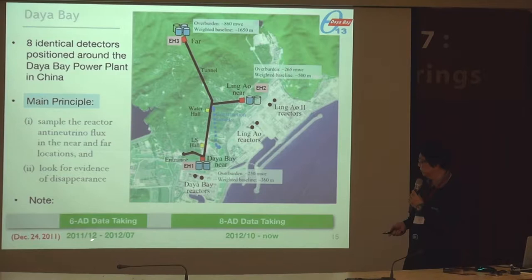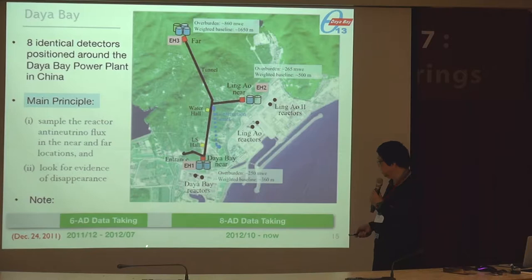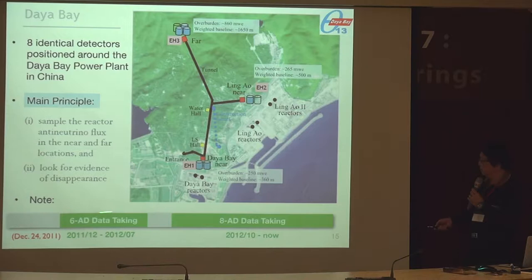And this is an early run. You can see from the end of December 2011 to July 2012, we had six detectors running and taking data. And later, we put in another two. So basically, we look for evidence of disappearance between the near and far.